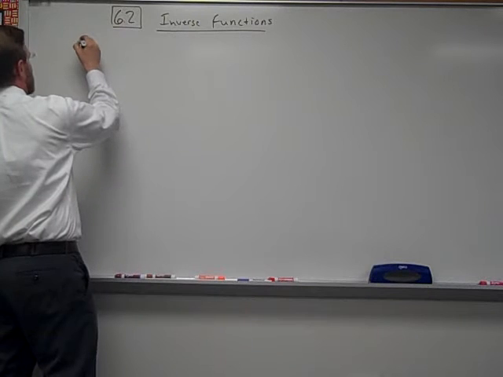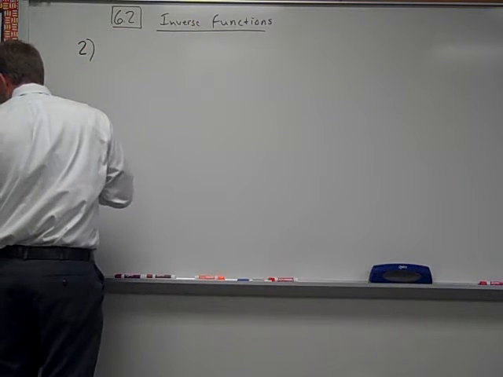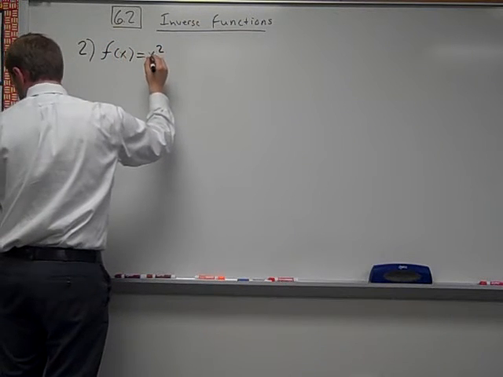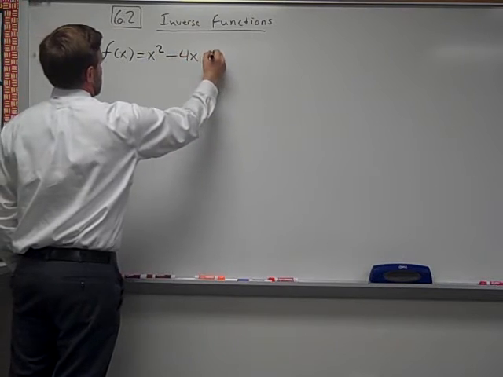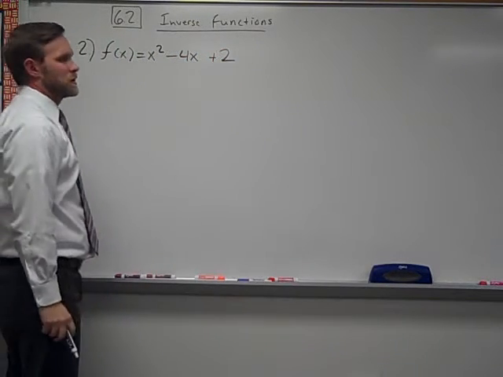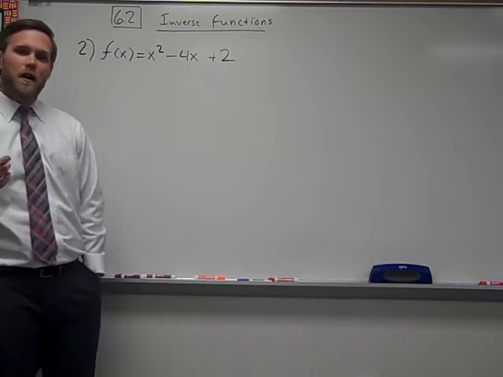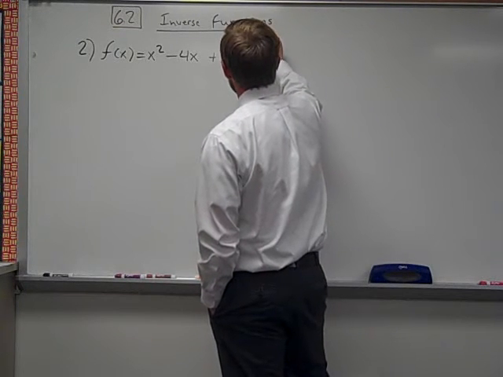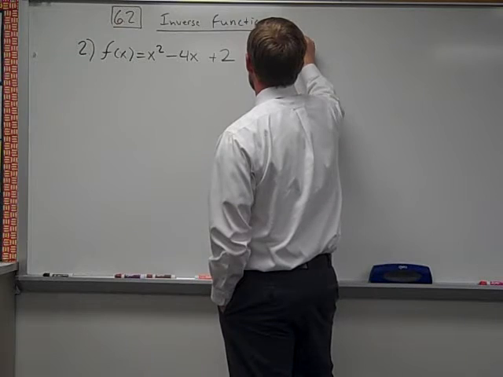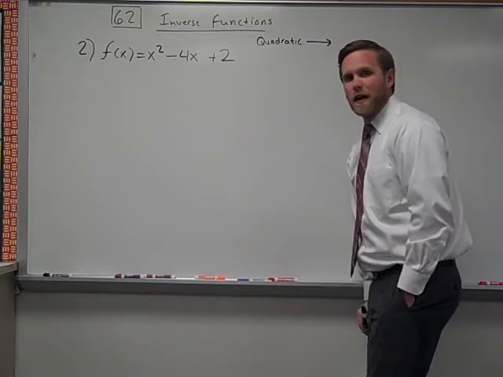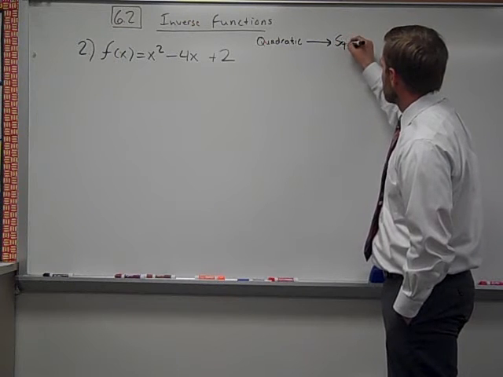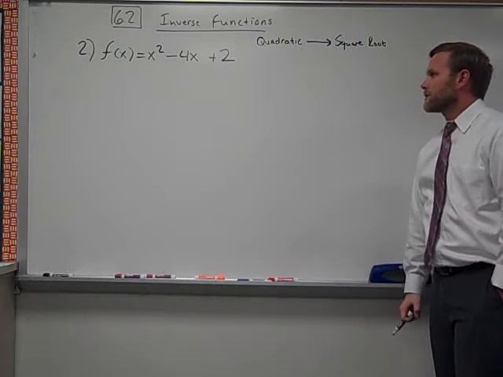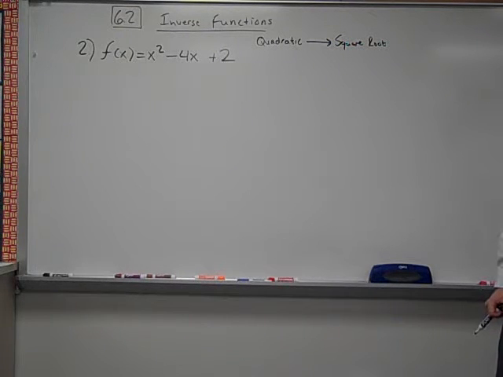Okay, so example number 2 is what happens when we're given a quadratic function. Here our function is going to be f of x equals x squared minus 4x plus 2. So if the directions are to find the inverse of f, here's the deal. If you have a quadratic function, the inverse of a quadratic function is always going to be a square root function. So the inverse of the quadratic will always be a square root function.